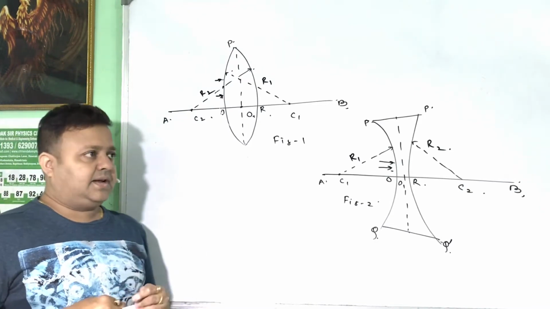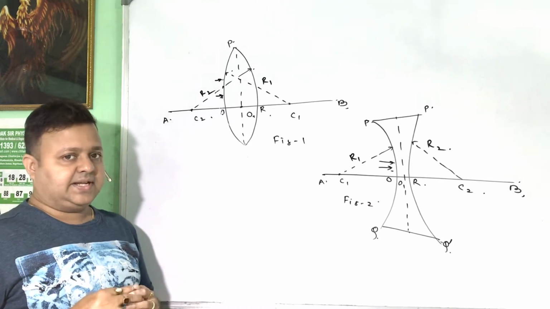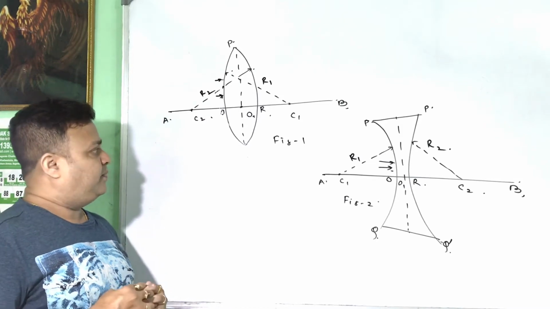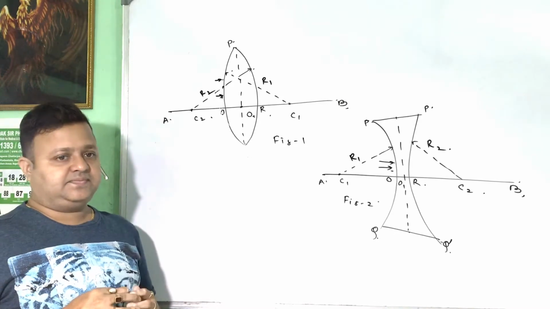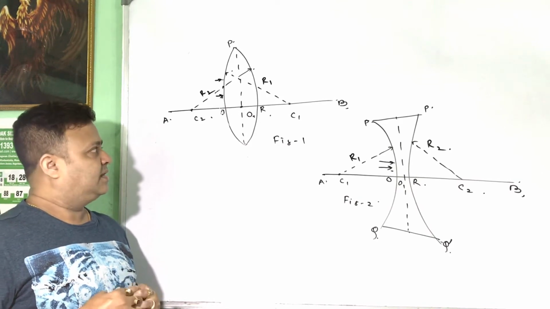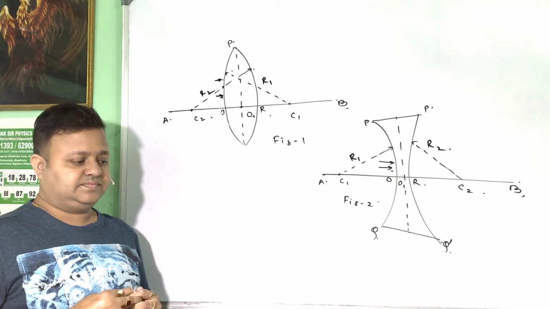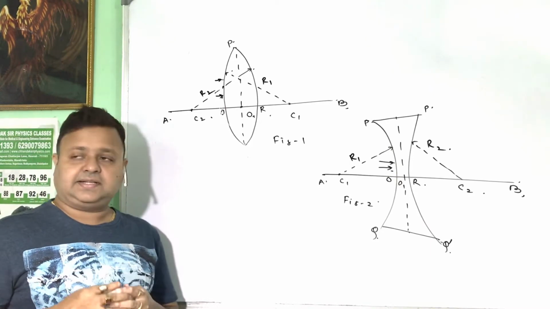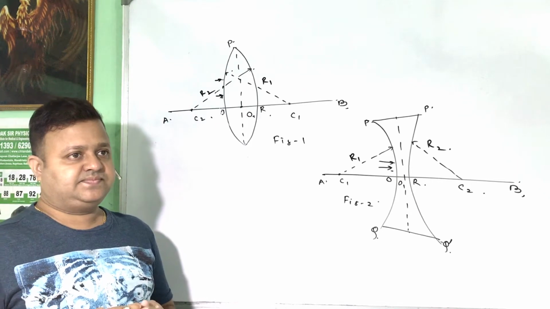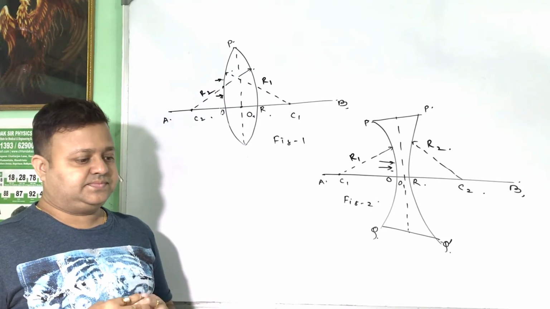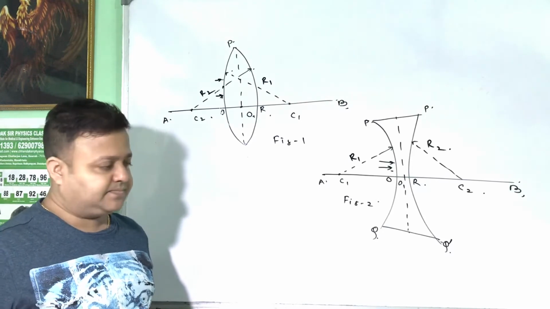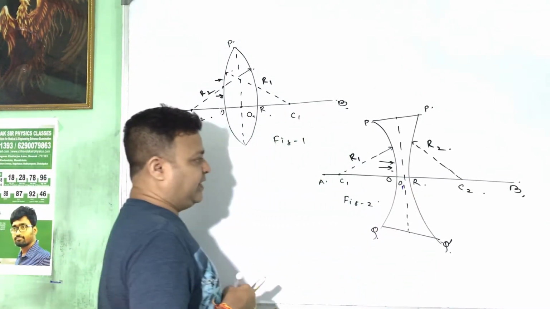Okay, তাহলে একটু লিখে রাখ। AB is the principal axis, POQ or PRQ is the aperture, C1 and C2 are the center of curvature of the first and second surface respectively. O1 is the optical center.